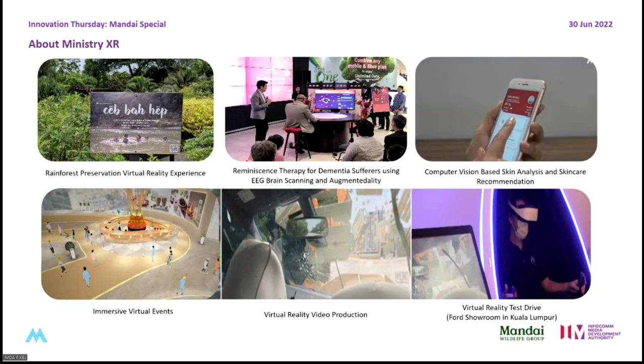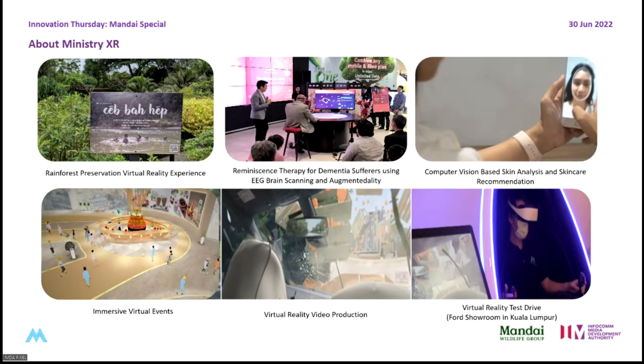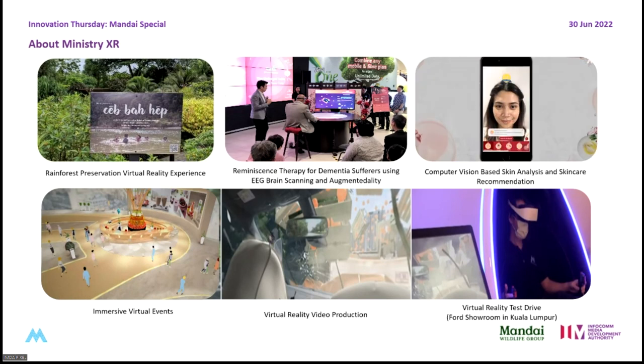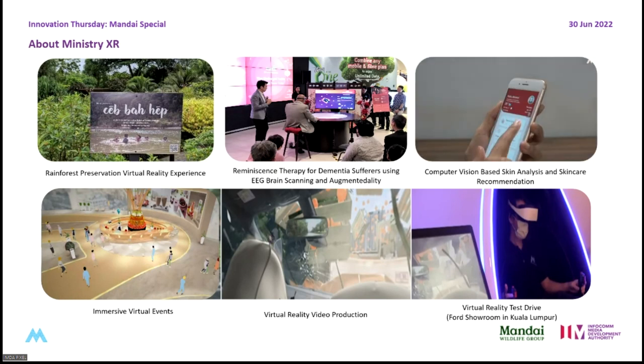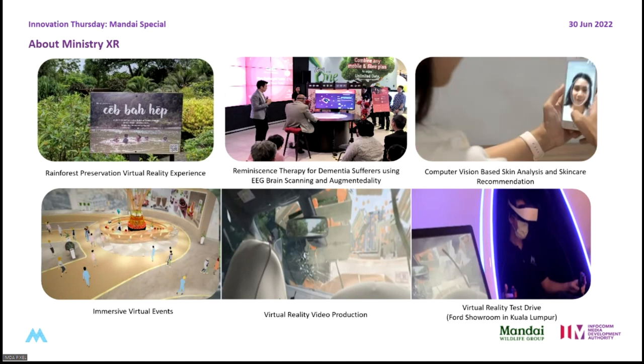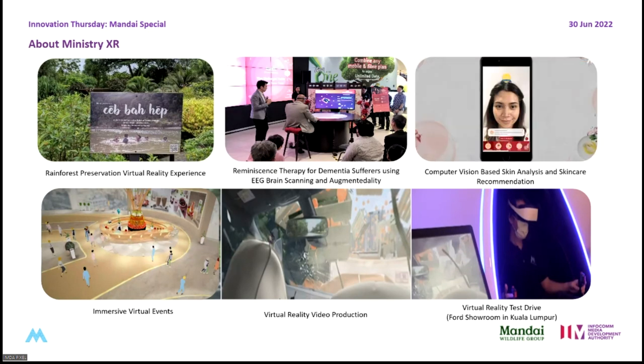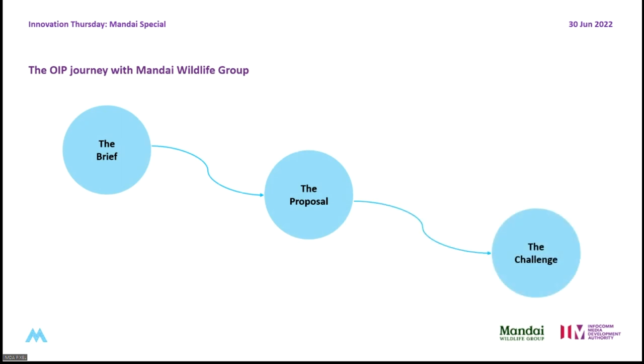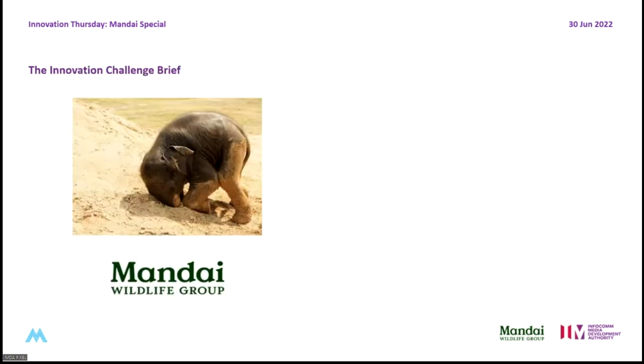There's more than this. Another project that's, I think, pretty related to what we are doing right now with the elephant project is agri-tech. So using IoT sensors to monitor the conditions of the plantation and the tree growth and that kind of thing. So we thought that it was a pretty good fit for this particular project. Our OIP journey basically started with getting the brief, like what happened today, but it was an online event rather than physical. And then we went to the proposal stage and then carrying out the challenge. So I'll just share some points at each stage.